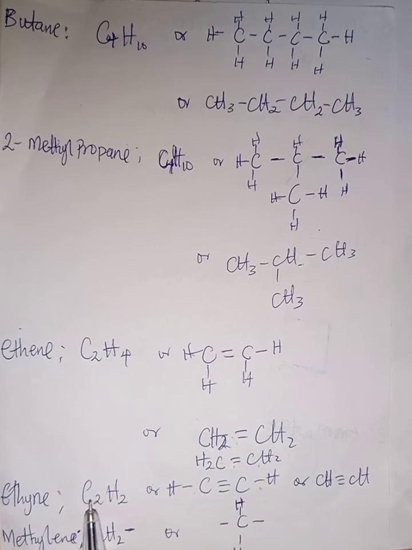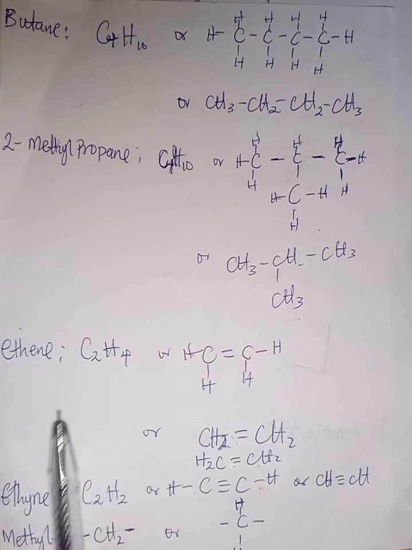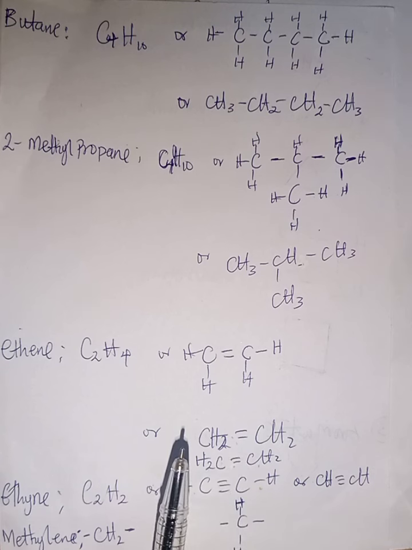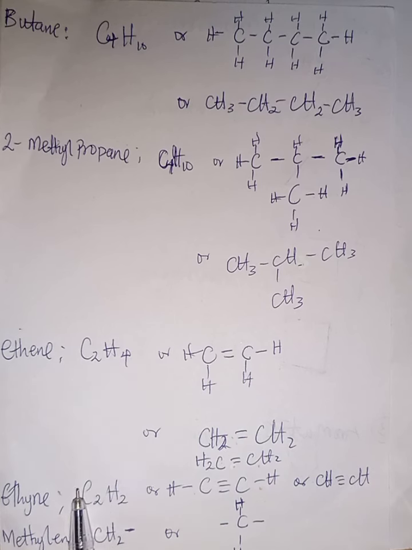Ethyne is CnH2n-2. So if we have the number 2 carbon atom now, remember ethyne, alkynes and alkenes. Alkynes is different from alkenes, so take note of that. I'm starting with number 2. I don't put 1 because there's no number 1 here. So I'm going to have alkynes. Look at it. So the first member there is ethyne.